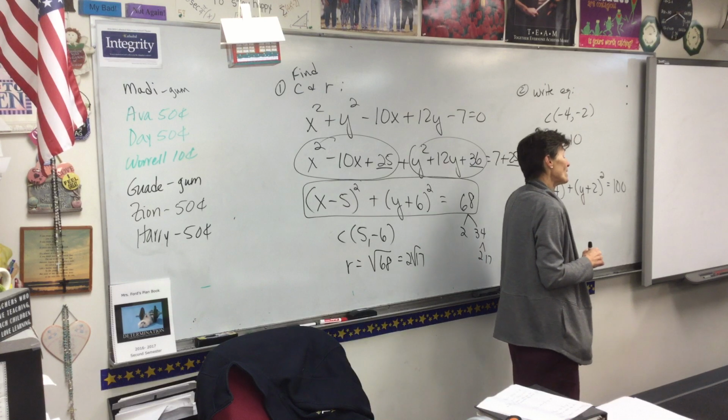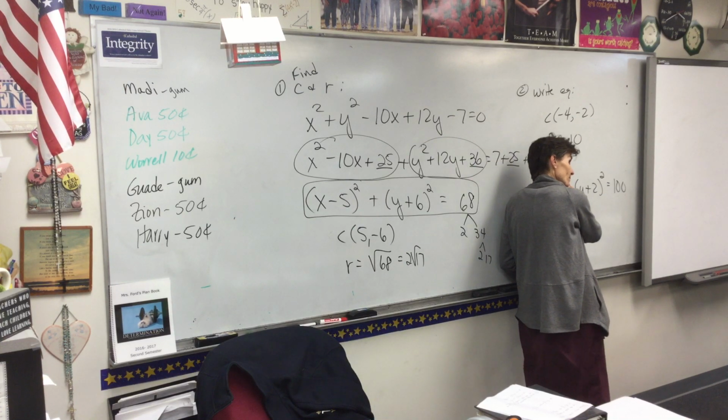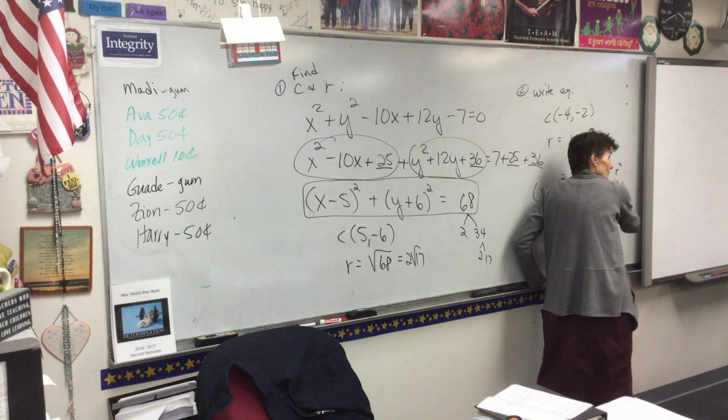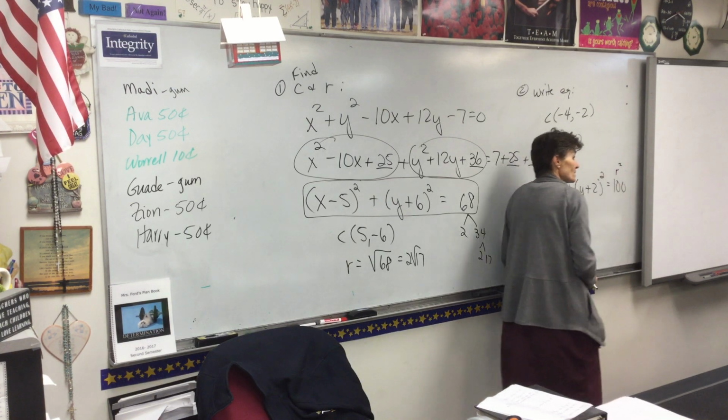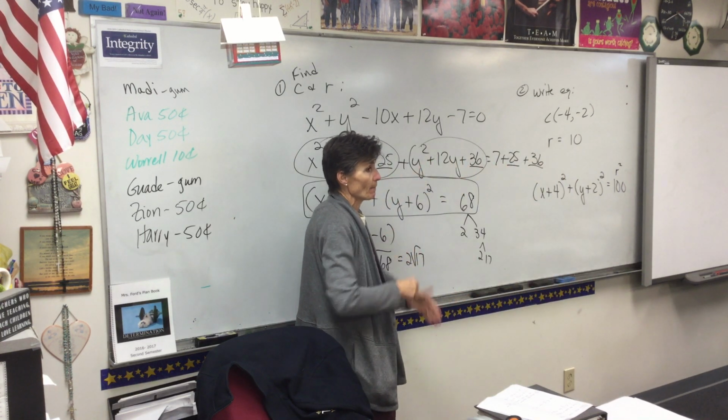Okay? So another way to think about it, Zion, is you're exactly right. You've got a quantity x squared. You got a quantity y squared. This is r squared. So it's 100. So there's the equation. How many got that equation right?